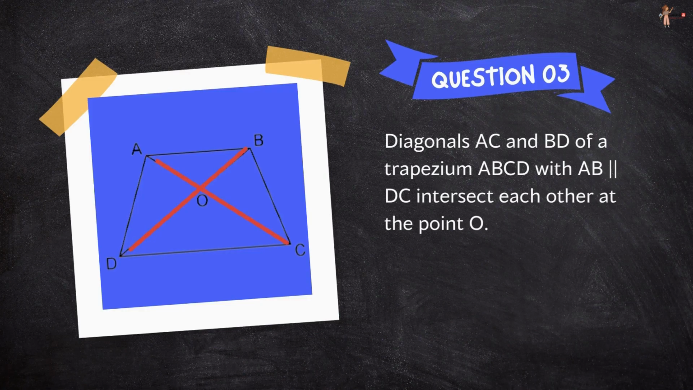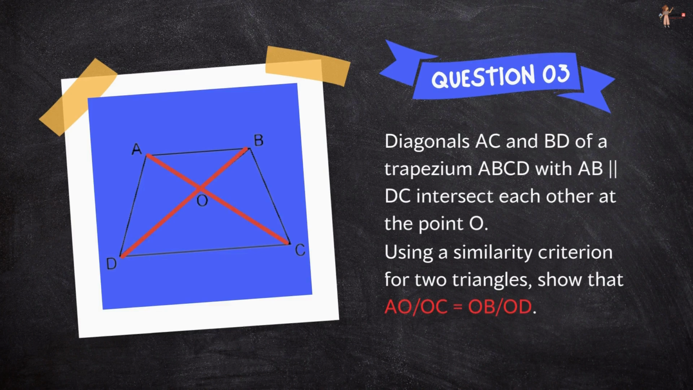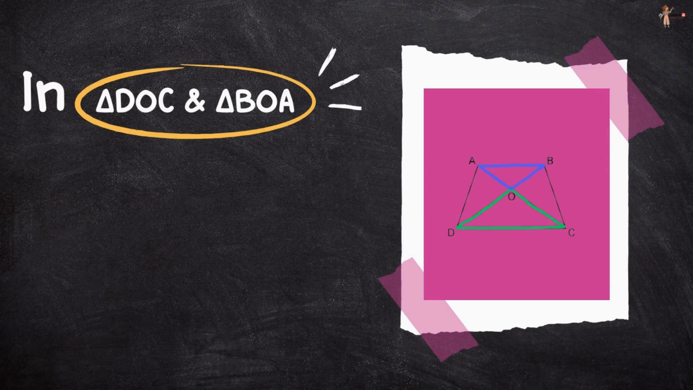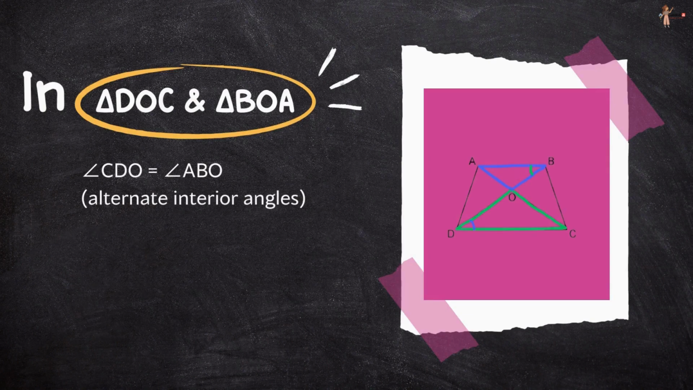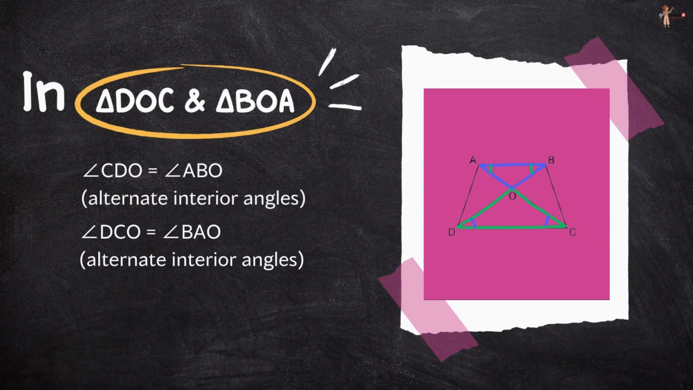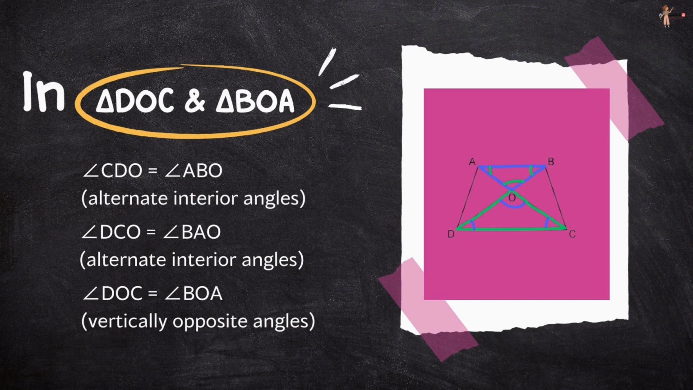Diagonals AC and BD of a trapezium ABCD with AB parallel to DC intersect each other at the point O. Now, using a similarity criteria for two triangles, show that AO upon OC is equal to OB upon OD. In triangle DOC and triangle BOA, angle CDO is equal to angle ABO because they are alternate interior angles. Similarly, angle DCO is equal to angle BAO because these are also alternate interior angles, where AB and CD are parallel to each other. Also, angle DOC is equal to angle BOA because these are vertically opposite angles.